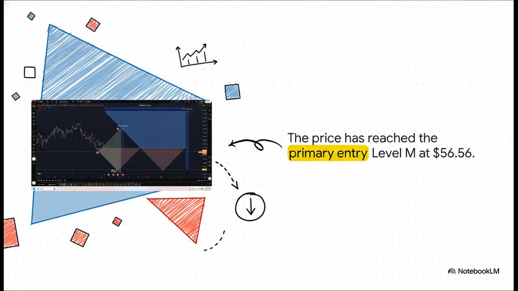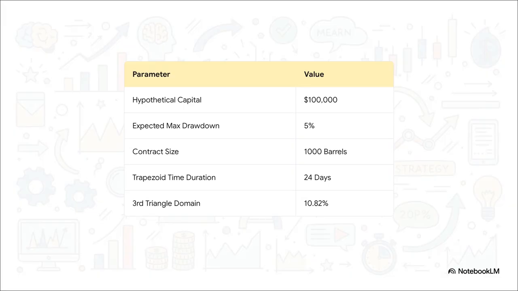The other key pieces are here too. You've got triangle 3 and that big blue trapezoid. Together, these shapes define the potential path and the boundaries for this cycle. Now, this is really important. These are the risk parameters that were set right from the get-go. The model works with a hypothetical capital of $100,000, and a really key number here, an expected maximum drawdown of 5%. The plan also laid out a time duration for the trapezoid, 24 days, and a third triangle domain of 10.82%. All of these numbers are absolutely crucial because they're what's used to figure out the right trade size.